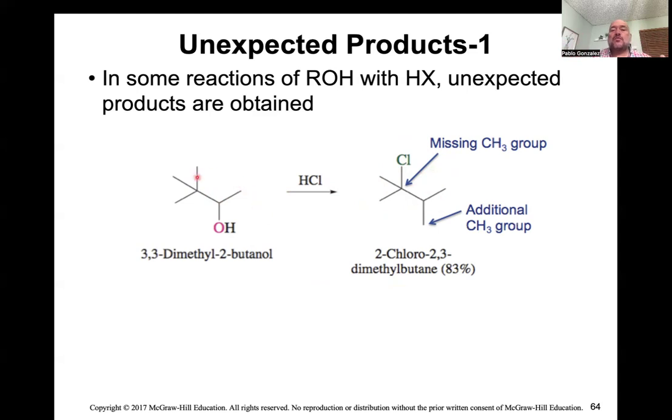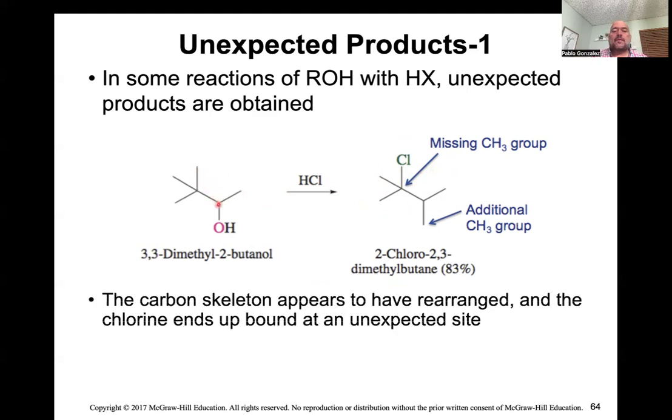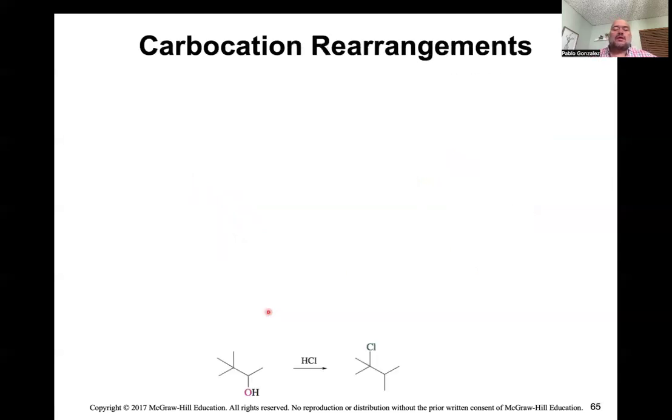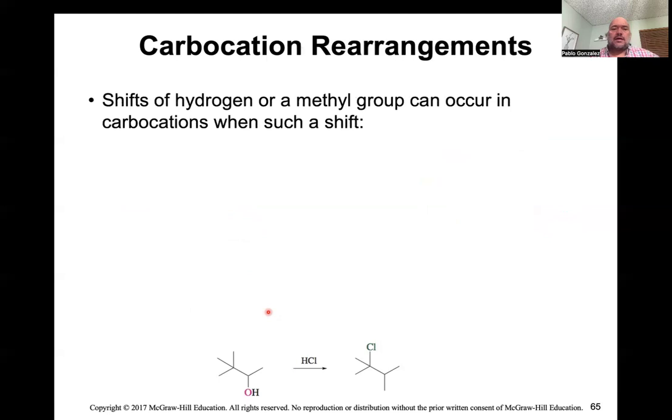There was a rearrangement where this methyl group shifted from this carbon to this carbon. So the carbon skeleton appears to have rearranged, and the chlorine ends up at an unexpected site. In particular, a CH3 group appears to have migrated. So here is the methyl group that migrated to this carbon. And this shift could also be of hydrogens. So we can move hydrogens or methyl groups to basically create a more stable carbocation.